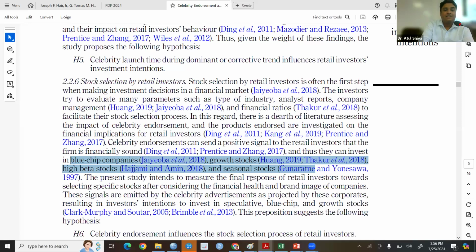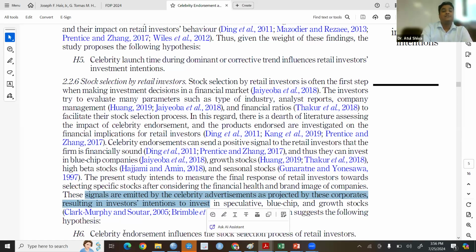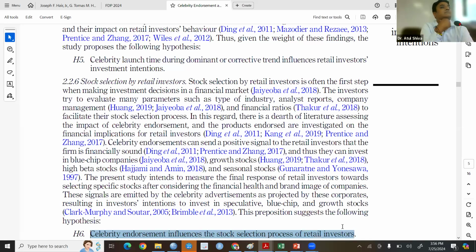The present study intends to measure final response of investor towards stock selection on the basis of financial health and brand image. These signals, जो ये सेलिब्रिटी से सिग्नल आ रहा है, इससे मैं कॉर्पोरेट के रिजल्ट को प्रोजेक्ट कर सकता हूं और इनमें इन्वेस्ट कर सकता हूं. तो क्लार्क मर्फी ने ऑस्ट्रेलिया में ये बोल दिया है. Therefore, I also hypothesize that celebrity endorsement influence the stock selection of retail investors.